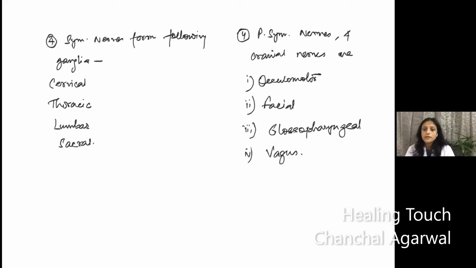These are the basic 4 points. If you remember these about the autonomic nervous system, that is more than sufficient to understand what is sympathetic and what is parasympathetic. Now, when I show you the picture, just go through these points one by one.